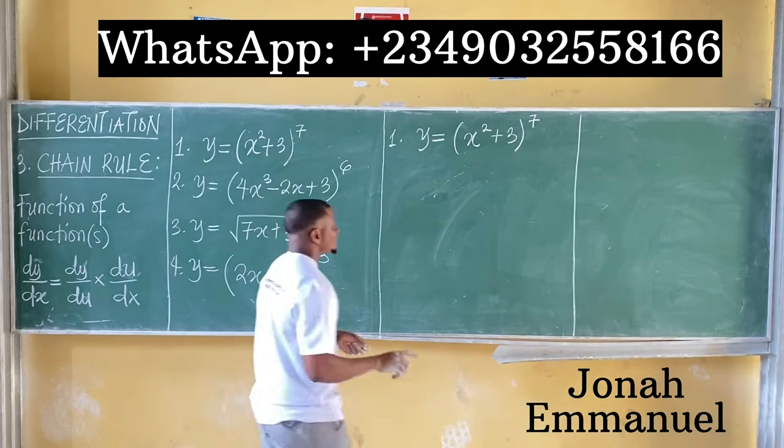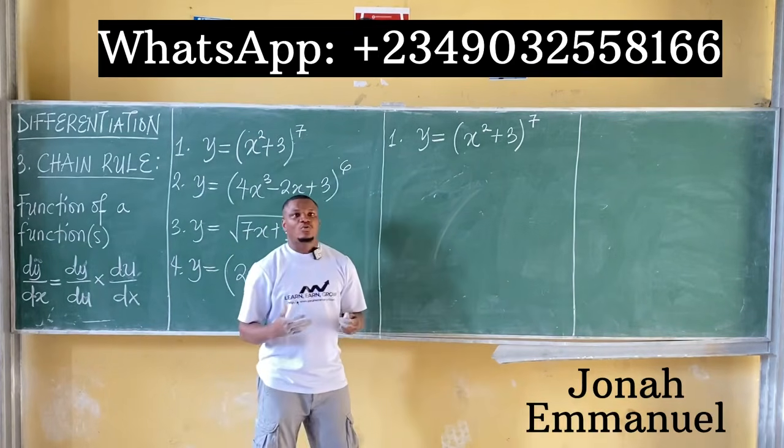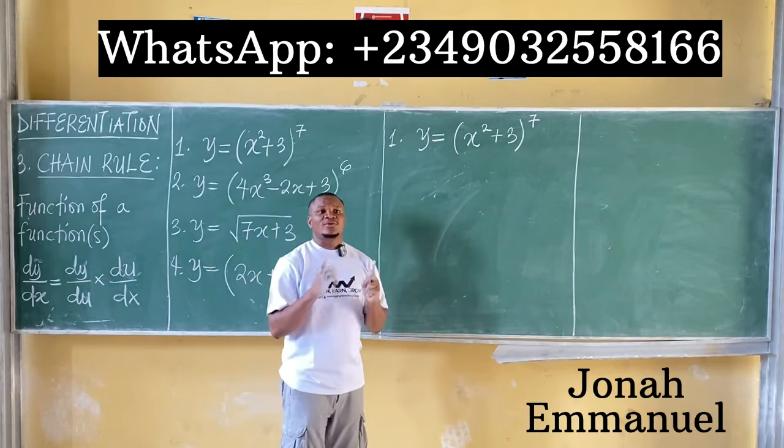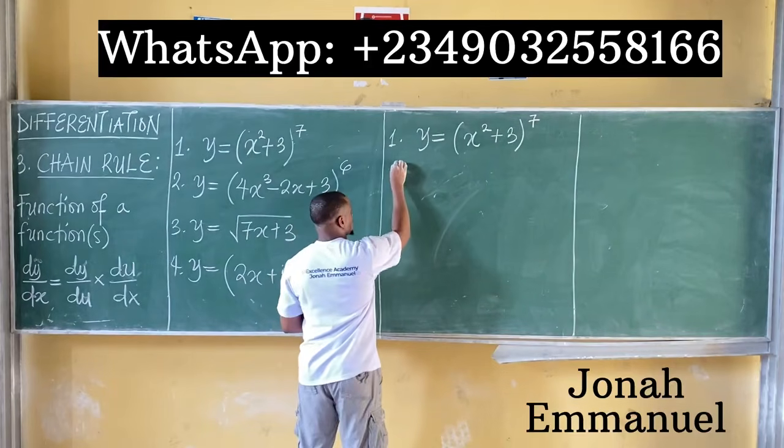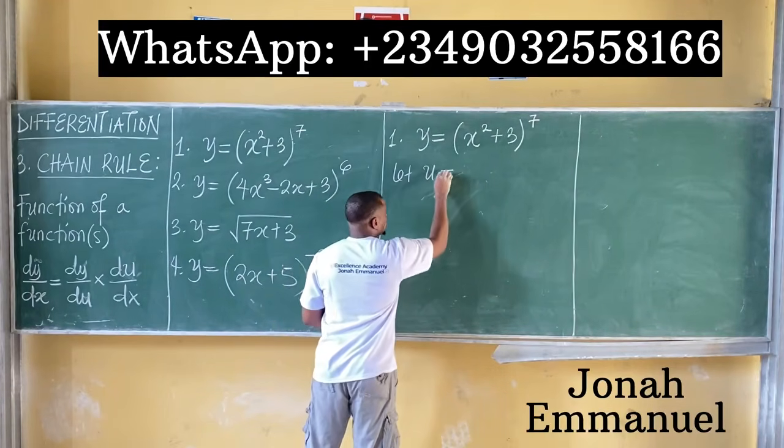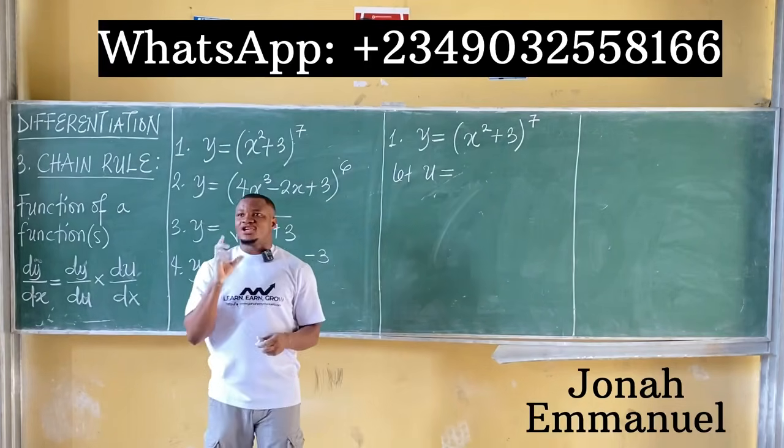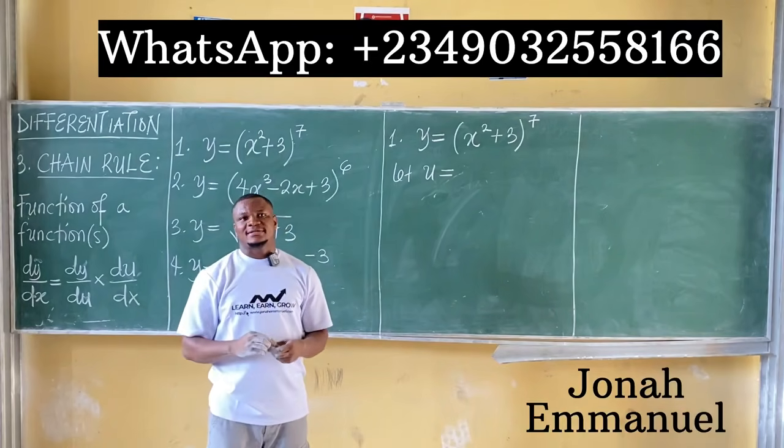For now, please watch. How do you solve the chain rule? What's the first thing you do? The first thing you do is this: you say, let u be equal to the term in the bracket.